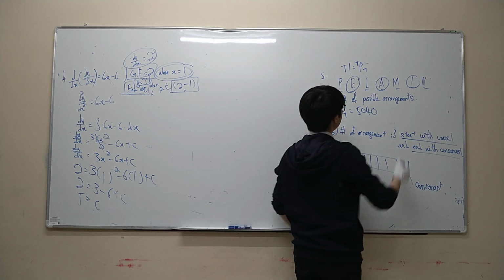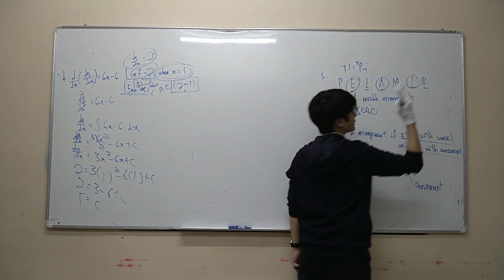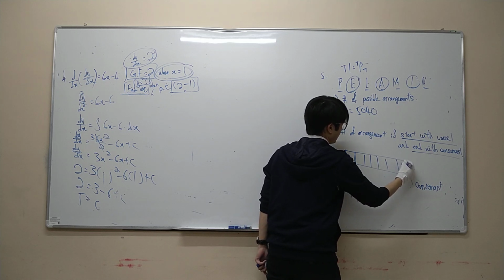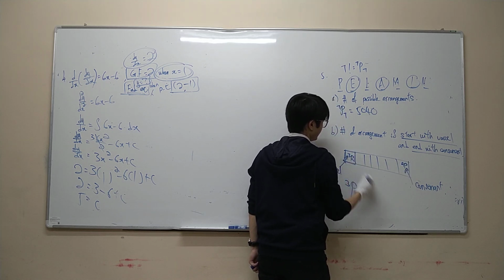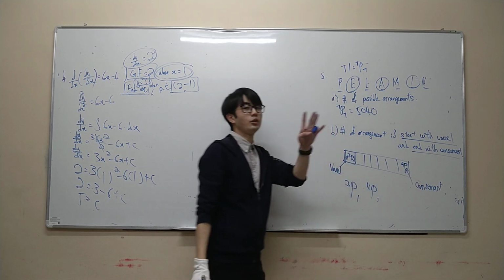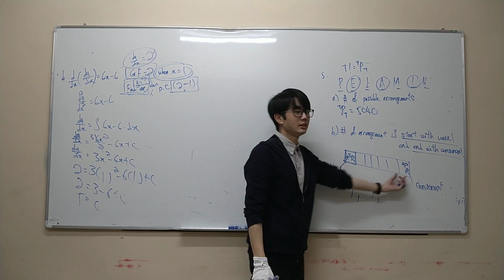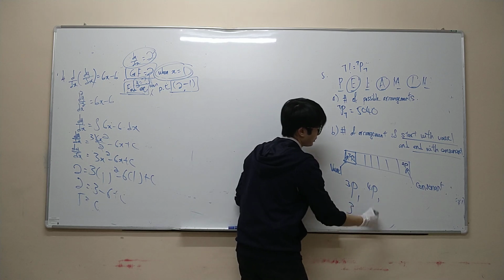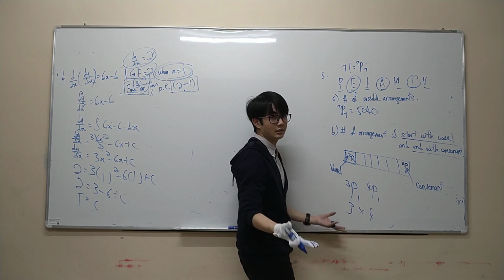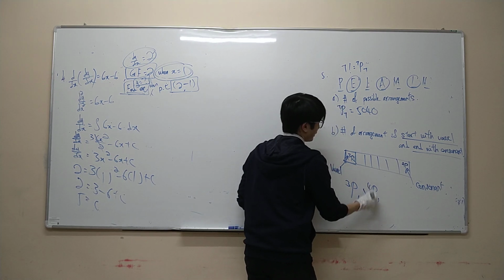And then for the consonants, it will be P, L, M and N. So there are 4, so 4P1. Why 4P1? Because with 4, you choose 1 to arrange in here. Actually 3P1 is 3 and 4P1 is 4. So actually if you place 3, 4, it is also okay. Okay, times.